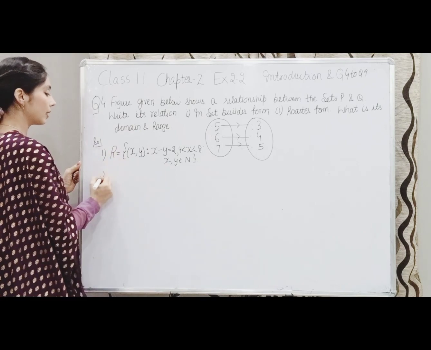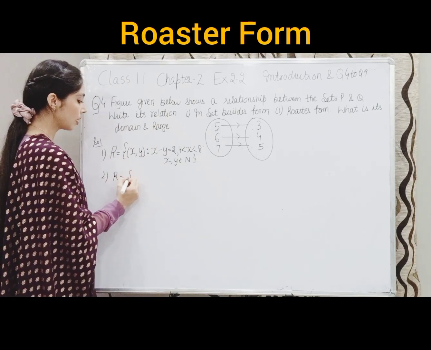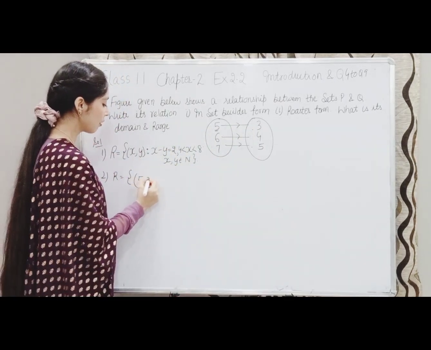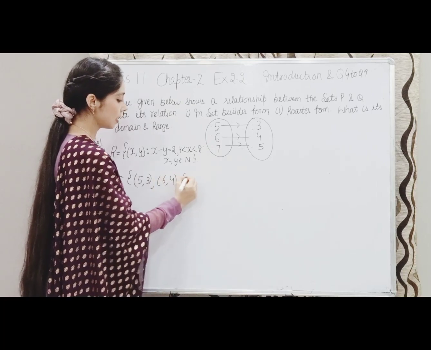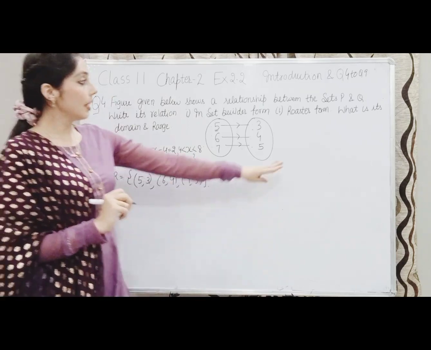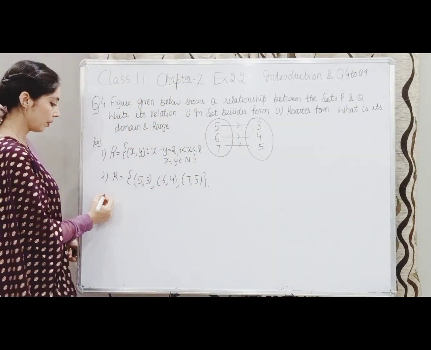Second, we have to find the roster form. So, what will be the roster form? First component and second component. This will be (5, 3), (6, 4) and (7, 5). Okay. Next, we have to find the domain and range.